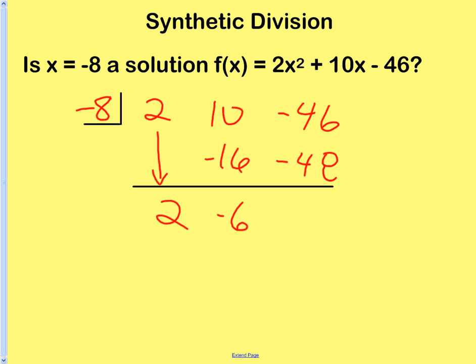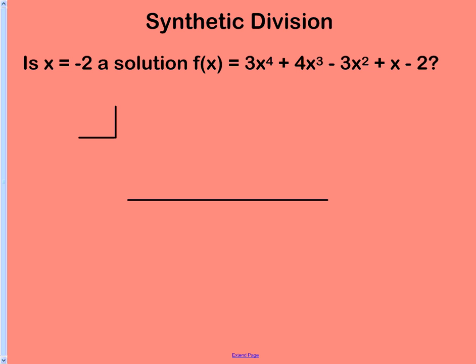-48. Oh, wait, +48. And that's so close, but not close enough. Final answer is there is a remainder of 2. And therefore, synthetic tells me it's not a root. All right. This one, I'll tell you ahead of time, is going to work. The last one didn't work, but this one will work. If you do it right, you'll end up with a 0 remainder. So go for it. See if you can do it all by yourself.